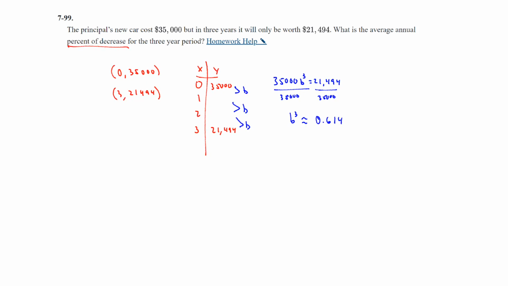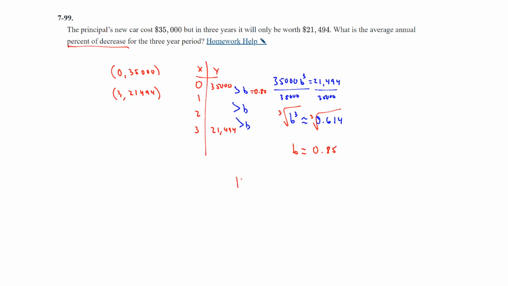And it's b times b times b, so we can take the cube root to undo that. So we want to do the cube root of b cubed and the cube root of 0.614, and then that will give us b's approximation. So we can take the cube root of that previous number, and we get approximately 0.8439. So I'm going to go 0.85. So now we know that the multiplier is 0.85.